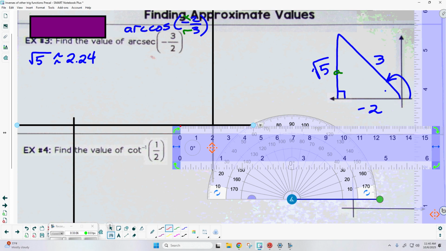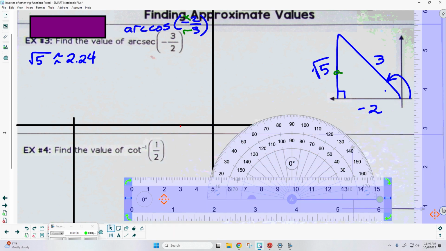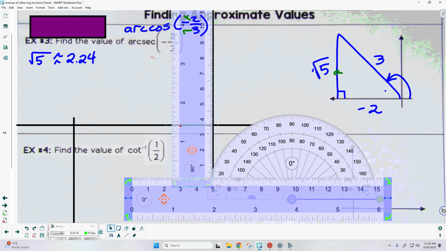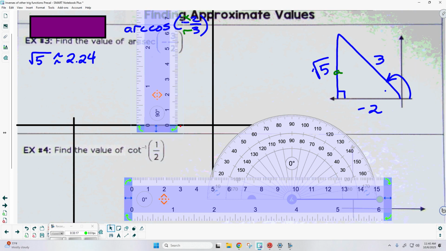Okay, so let's say right there. And 2.24 centimeters would be 22.4 millimeters. Let me move this just a little bit more. There we go. So here's 10, 20, 22.4, maybe right about there.